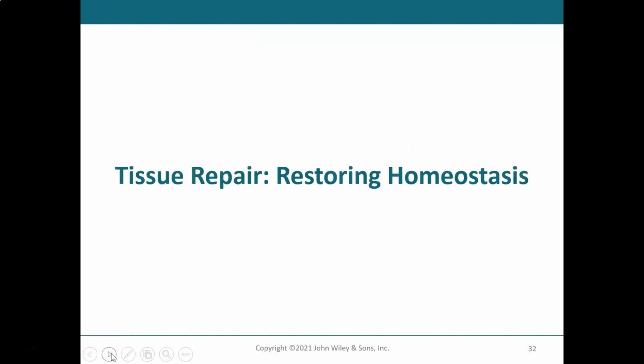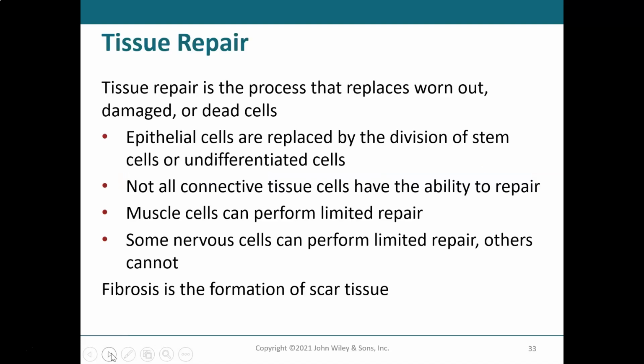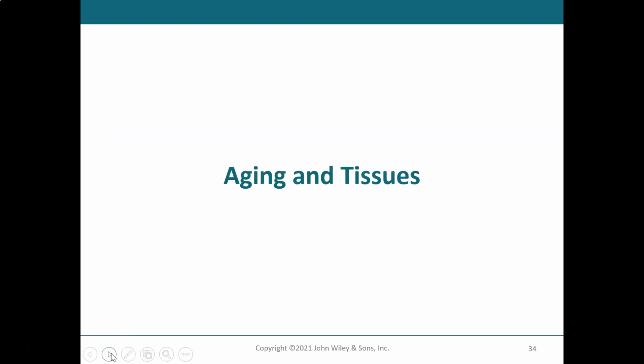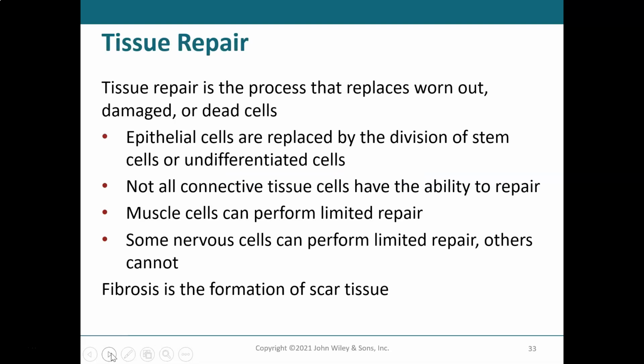Coming towards the end of these slides, we can talk a little bit about restoring homeostasis and tissue repair. Tissue repair is the process that replaces worn out, damaged, or dead cells. Each of the 4 classes of tissue has a different capacity to replenish cells. For example, epithelial tissue is replaced by the division of stem cells or by division of undifferentiated cells. Muscle cells have a poor capacity for renewal. Nervous tissue has a poor capacity for renewal.